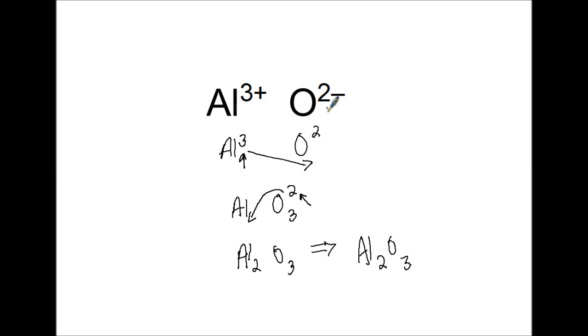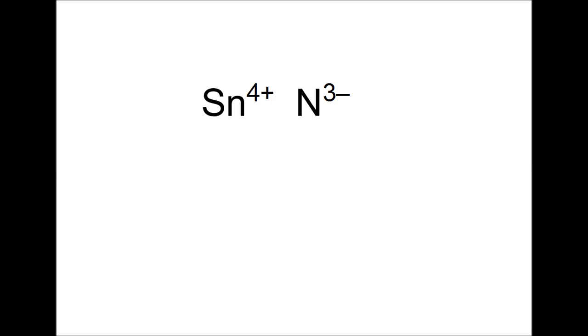All right, let's take a look at another example. All right, so here we have the tin 4+ ion and the nitride ion. Okay, so the same thing applies. So I'm going to take away the pluses and the minus. All right, so I have the 4 with tin and the 3 with nitride. And then we're going to do what I call the cross-charge method, which we did before. So the 4 is going to come down and over here to the nitrogen. The 3 is going to come down and over here to tin.